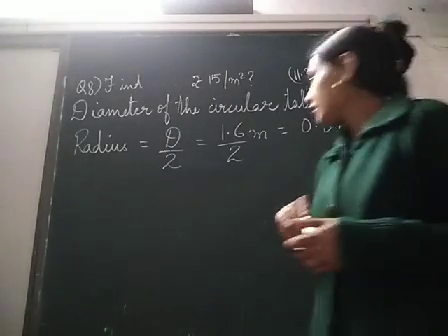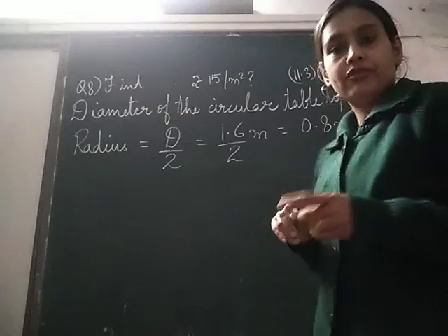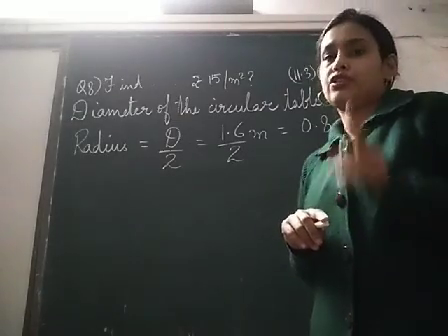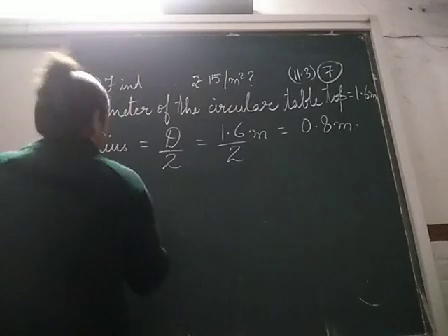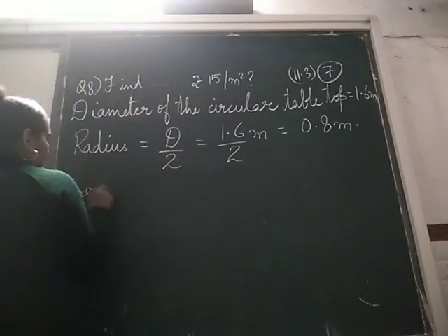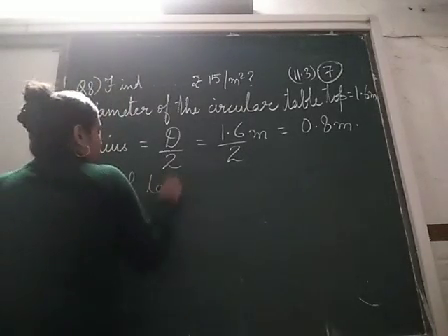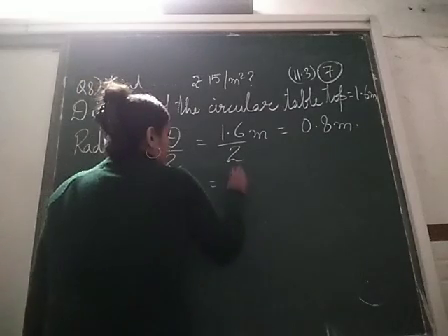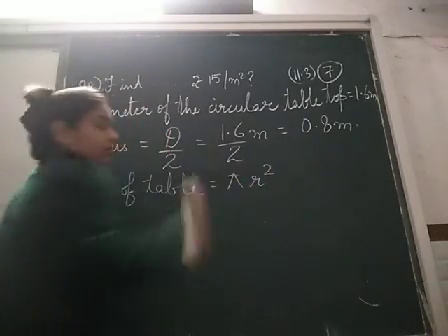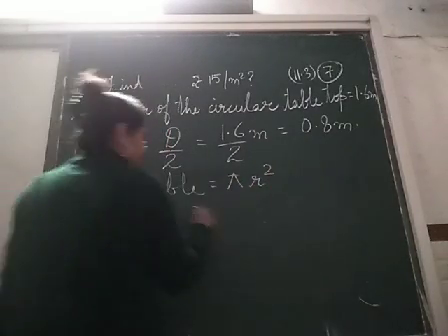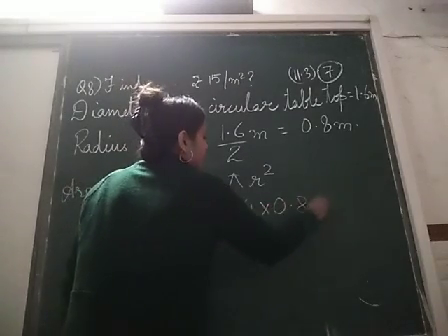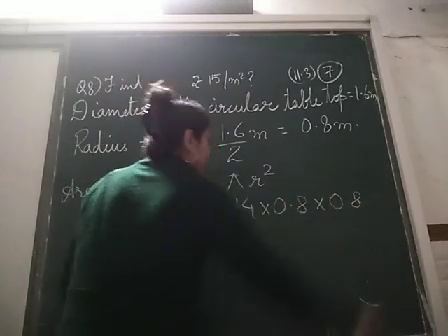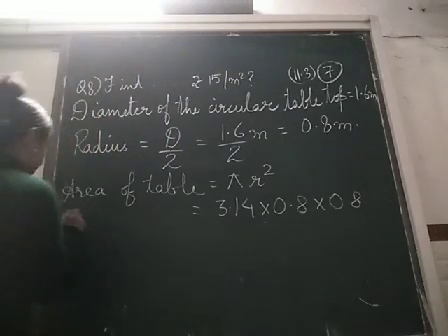Okay. So now what do we have to find out? We have to find the cost of polishing. For that we need to know the area of the circular table. Area of table is equal to pi r square, that is 3.14 into 0.8 into 0.8. So let's multiply.